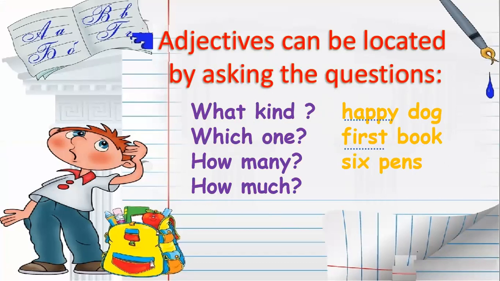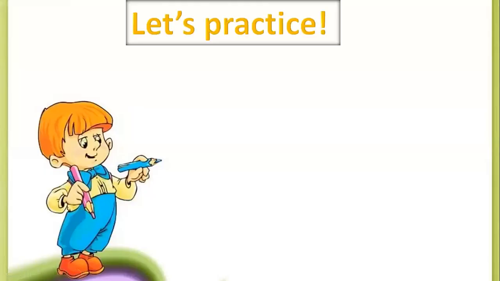Then six pens. How many pens? Six pens. If it's answering this question, then six is an adjective. And enough time. How much time? Enough time. So it's answering this question. It means enough is an adjective. Okay, got it? Now let's practice.